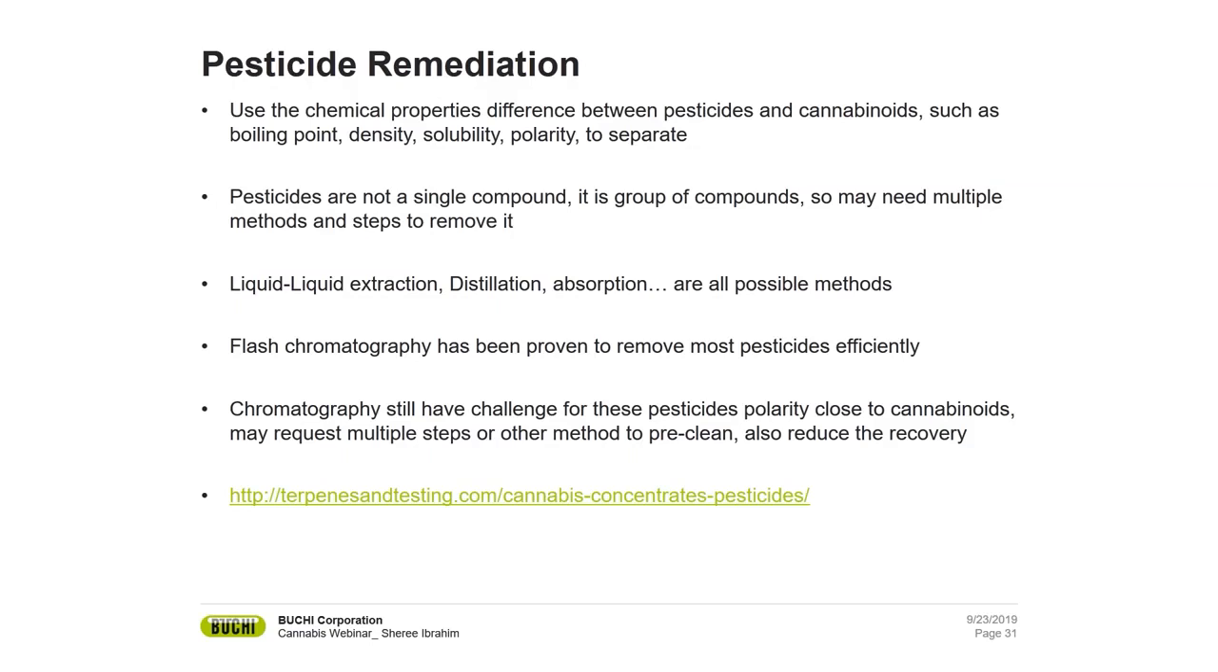However, we still have a challenge for those pesticides with close polarity to cannabinoids, and this may require multiple steps or other methods to pre-clean and reduce the recovery. Here's an article that we published about pesticide removal. I highly encourage you to click on it and read it. It is very informative.